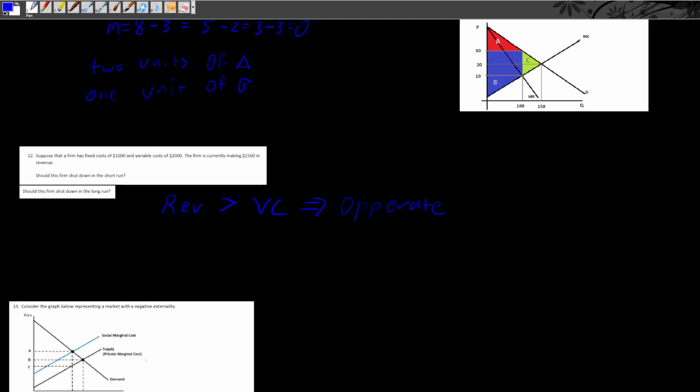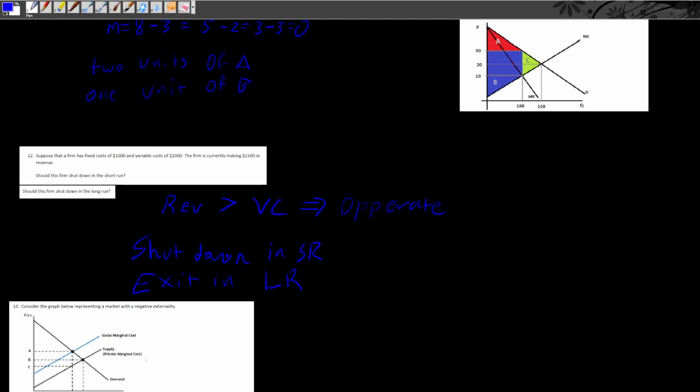So right here we can see that variable costs are $2,000, but they're only making $1,500 in revenue. So because of that, this firm should shut down in the short run, and because they're making a loss, they are definitely going to exit in the long run as well. So shut down in the short run and exit in the long run.